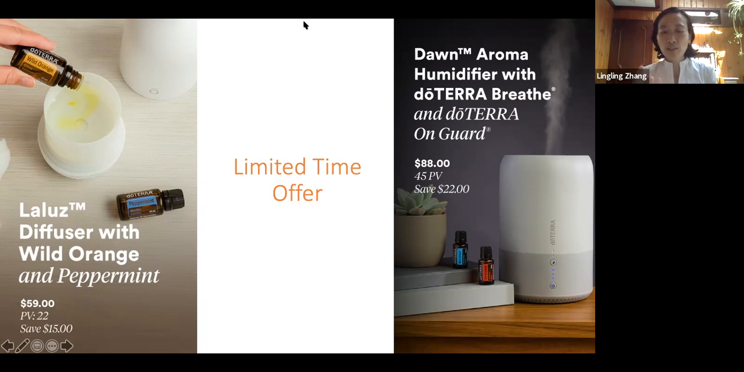These two together, On Guard and Breathe, are what you need, because why do you have all these issues in your body? Your immune system is not working properly. So you need oils to boost your immune system, and On Guard can do that. On Guard also helps with your respiratory system, because it contains the oils that we talked about for your respiratory system. And Breathe, of course. So this is a great set to get.